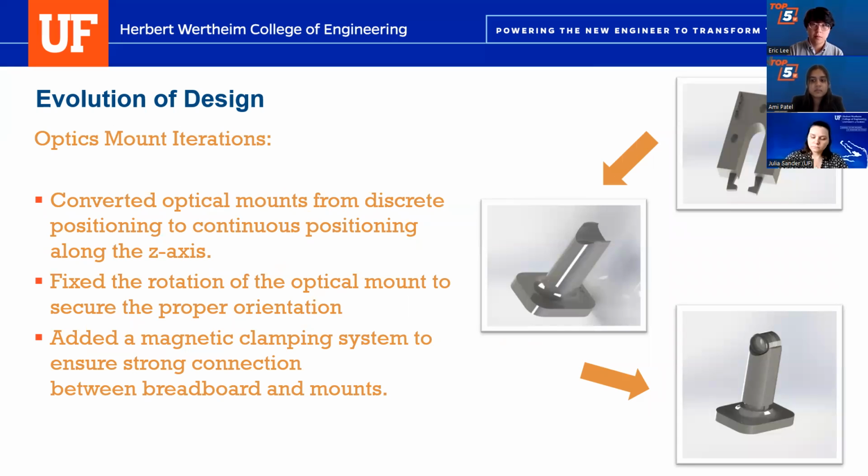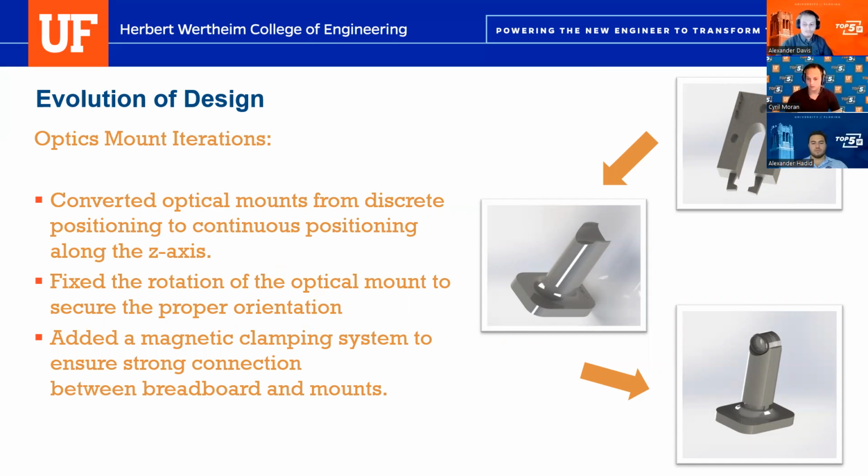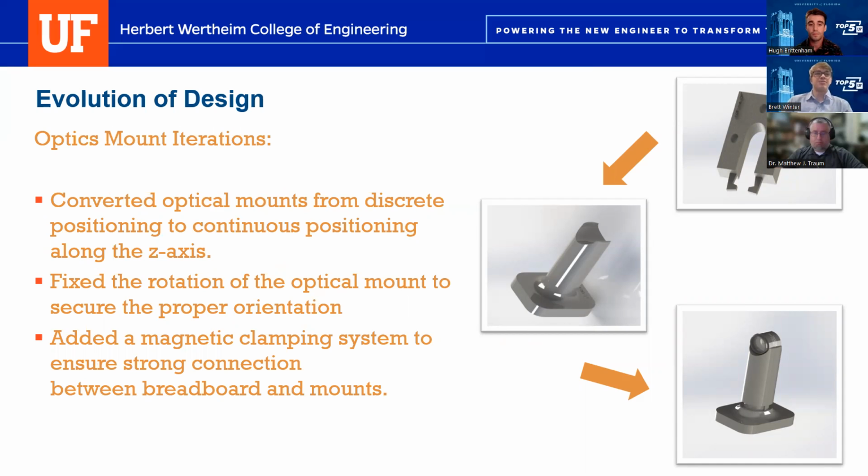The optics mounting designs were made to have a balance between being secure and allowing for free movement. Initially being fixed in place with discrete positioning of the Z-axis, subsequent iterations allowed for more precise, continuous movements. Rotation was also addressed so that small changes to the mount angle could be made in place. Additionally, the mount must be securely attached to the base as to not allow for any changes in angle. And this was done by adding the magnetic clamping system between the breadboard and the mounts.